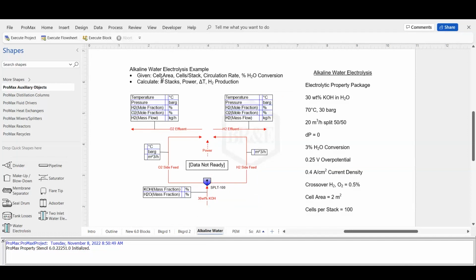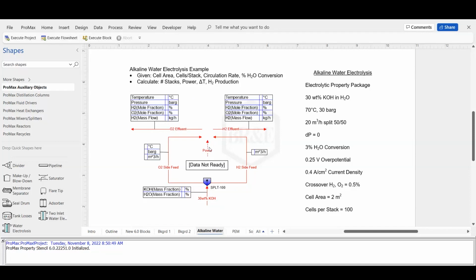In this particular problem, we're given the area of the cell and the number of cells in a stack. So that's two of the three physical dimensions of an electrolyzer. The third, for a facility, would be how many stacks there are in our facility. So that's one of the things that we'll calculate. We're also going to be given the circulation rate of our KOH and water solution, and the percent of the water that is converted in each pass of this reactor.